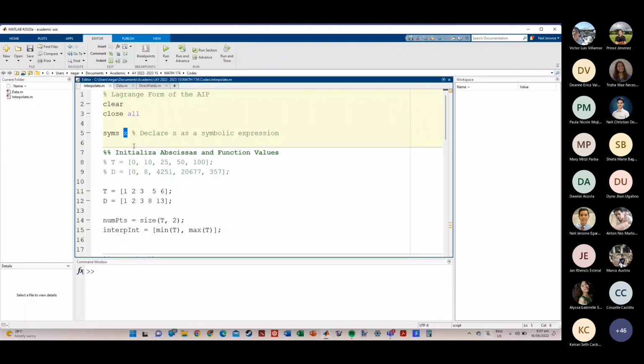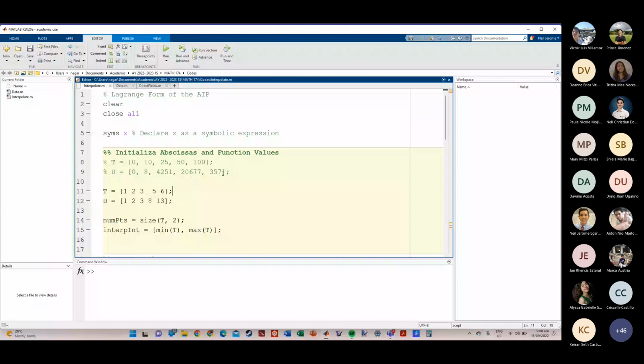Hindi niya hahanapan ng value si x. Meron kang variable x pero wala kang define na value, kasi alam niya na si x ay symbolic. Right? That's the symbolic variable or that's the indeterminate that we'll be using. Right? So ibig sabihin yung function na makukuha ko rito ay function of the symbolic character x. Alright? And then, kailangan nating initialize yung ating data para dun sa ating interpolating polynomial, and that's what lines 8 and 9 do.